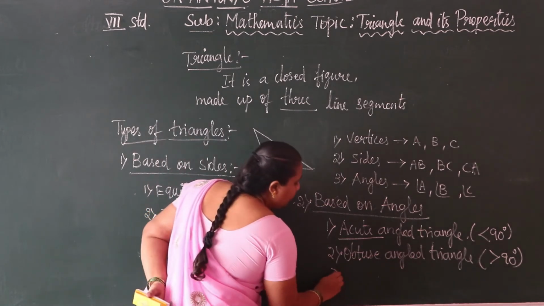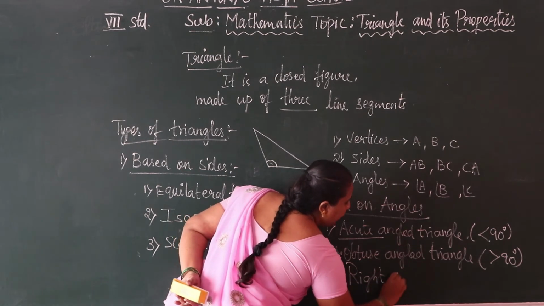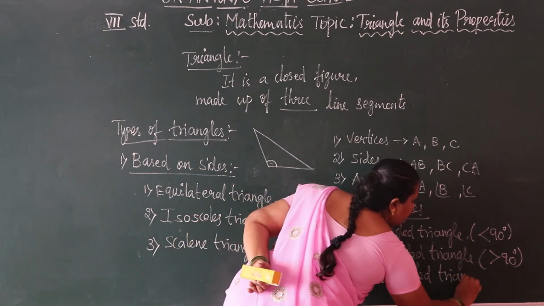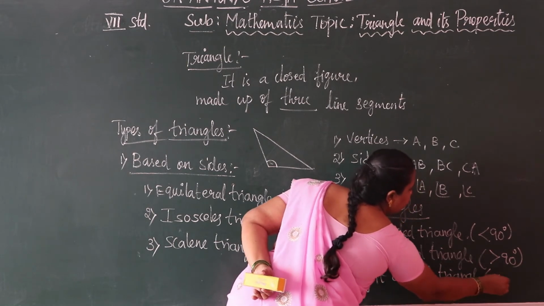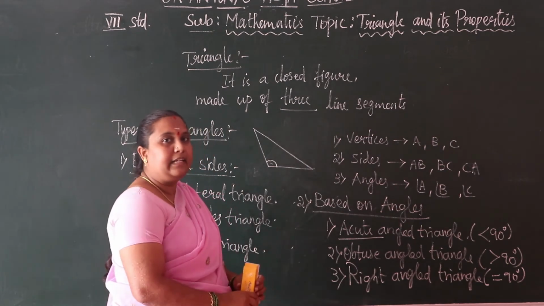Then the last one, right angle triangle, which has an angle equal to 90 degree. Just equal to 90 degree.